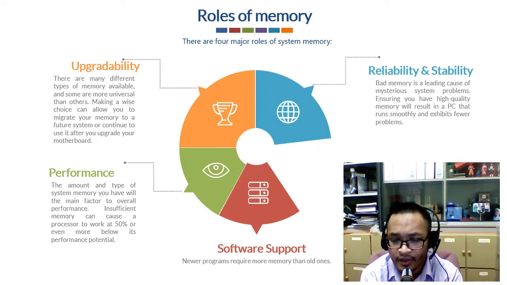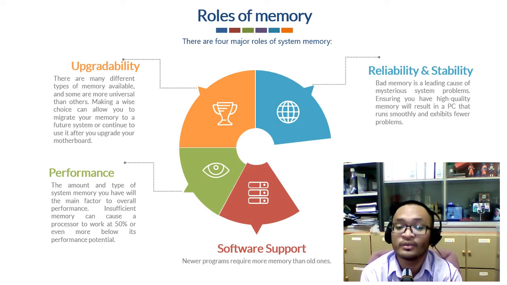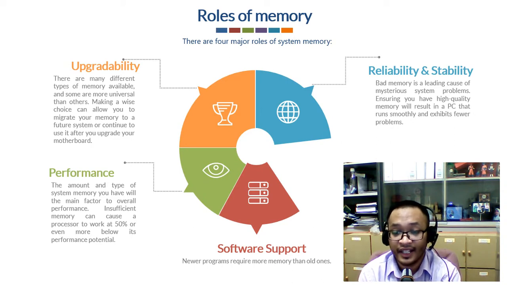Newer programs require more memory than the old ones. For example, whenever you buy a new software, you will get a minimum system requirement. That minimum system requirement determines how much RAM is needed to run the application software.